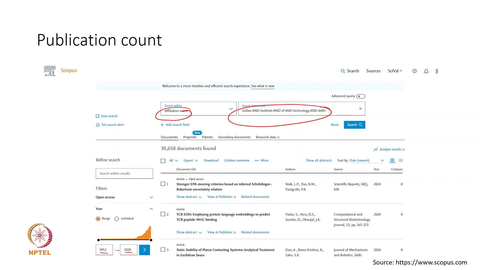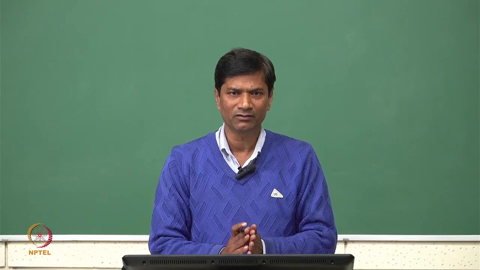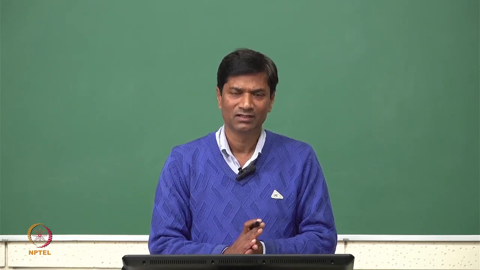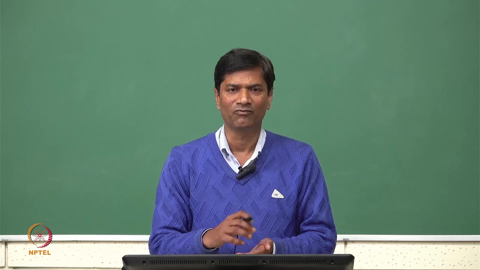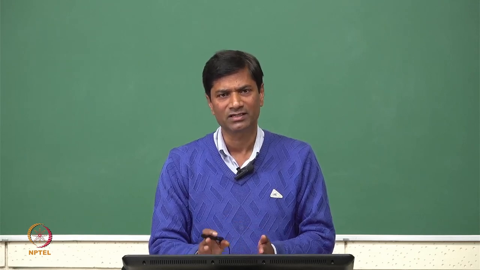That means, if we want to count the total number of publications using a Scopus database between 1952 to 2024 for Indian Institute of Technology, Delhi, we found that there are 30,658 documents. This is not the complete number. This number is given by one database, that is Scopus. This number can vary because all the publications of IIT Delhi might not be indexed in Scopus.